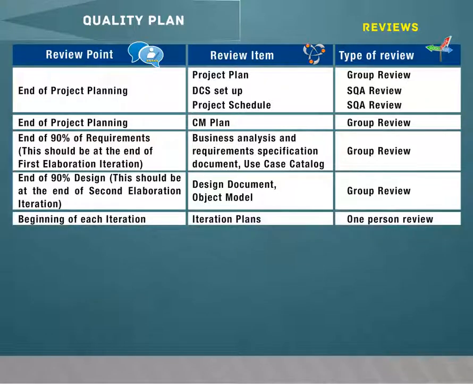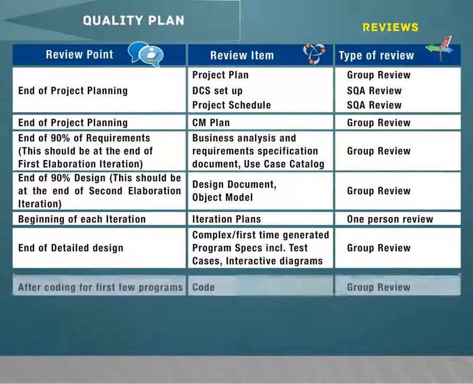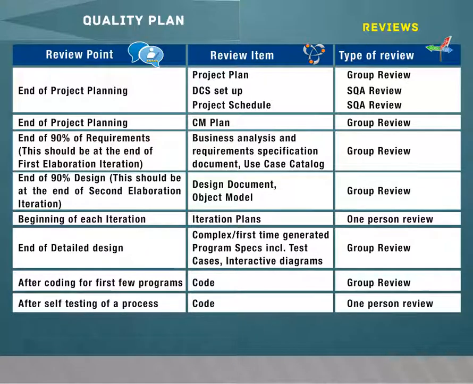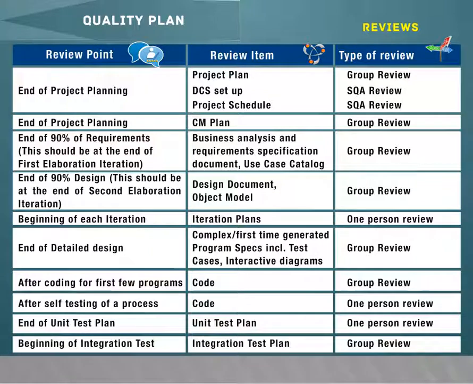Beginning of each iteration: iteration plans, 1% review. End of detailed design: complex of first time generated program specs inclusive of test cases, interactive diagrams, group review. After coding for first few programs: code, group review. After self-testing of a process: code, 1% review. End of unit test plan: 1% review. Beginning of integration test plan: group review.